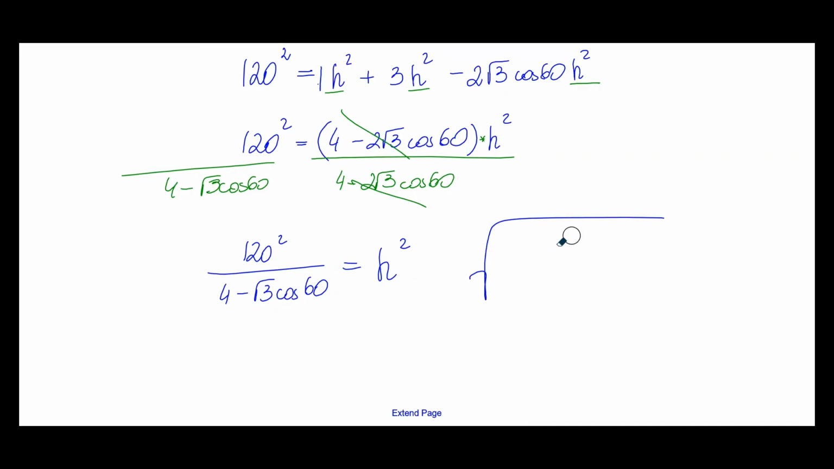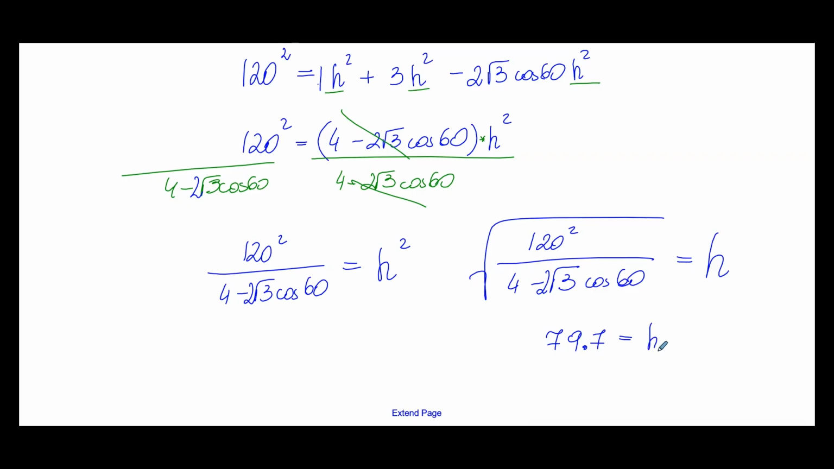Oops, here, what happened to our numbers? Here again, 120 to the power of 2 divided by 4 minus square root of 3. Oh, I missed something. What did I miss? 2, isn't it? I knew I missed something. 2 square root of 3 cos 60, and that is h. And look at that. We move all the numbers to the other side of the equation, and now we just have h on one side. And then we put that all in our calculator, press equals, and we get 79.7 to 1 decimal place. That's the value of h.